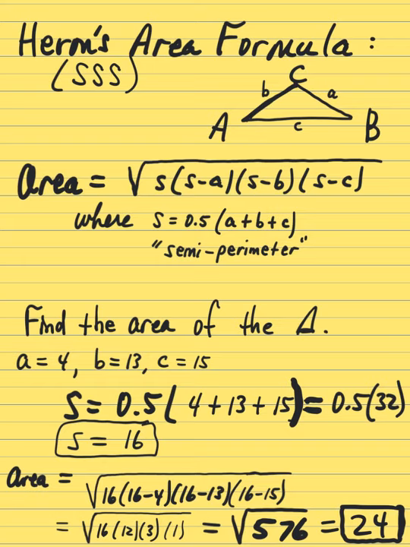Again, the first thing you want to do is add up the lengths of all three sides, cut that in half. That is your semi-perimeter, and you've got to have it. And you might want to calculate it twice, but you've got to have that right before you ever start plugging into the actual area formula, because it is used a total of 4 times.